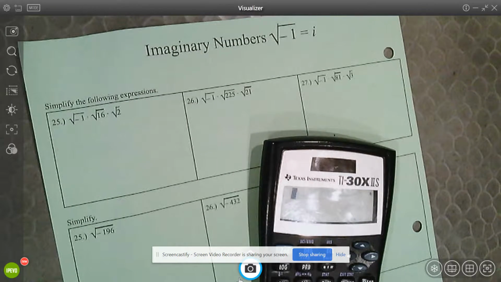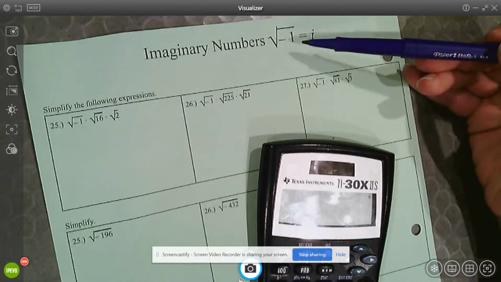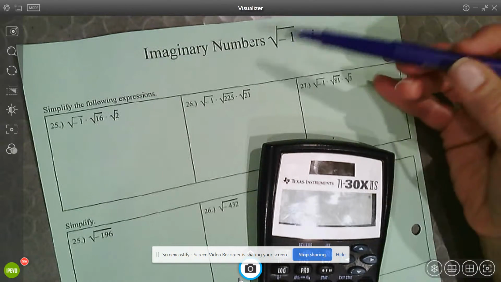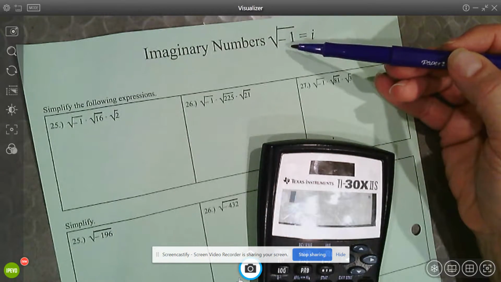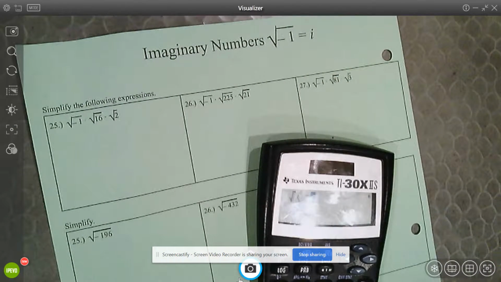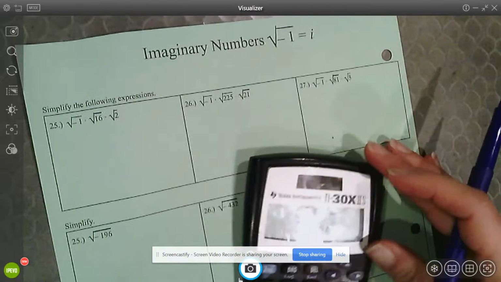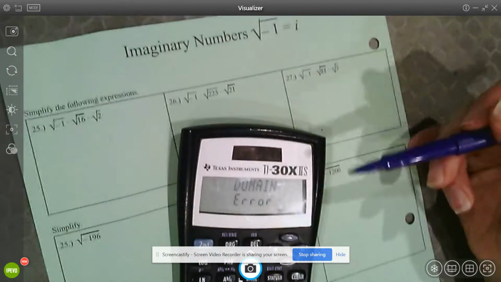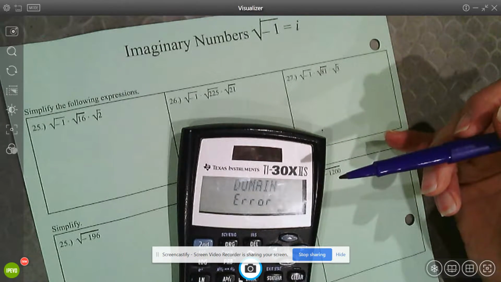Now that you've practiced simplifying radicals, we're going to look at another scenario, and that's when you have a negative number under a radical. You can graph radicals that have something negative underneath, but when you try to do it in the calculator, you get an error message. So if I were to do the square root of -1, it says domain error, and that will happen anytime you put a negative number under a radical.